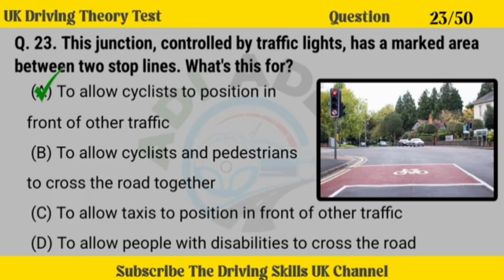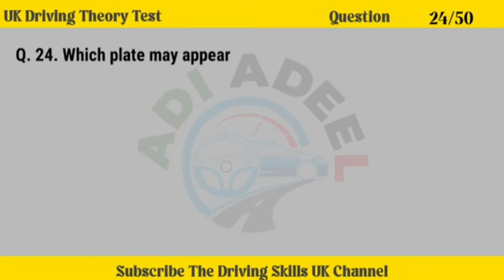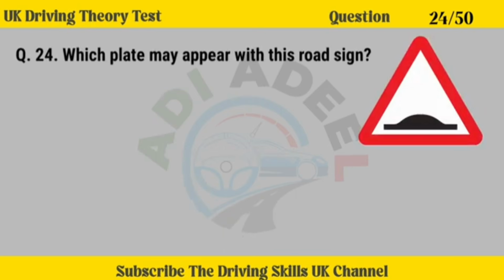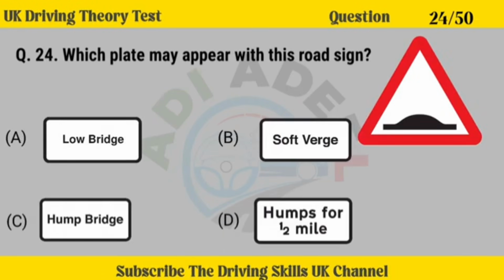The answer is A. To allow cyclists to position in front of other traffic. Question 24. Which plate may appear with this road sign? A. Hump bridge. B. Low bridge. C. Soft verge. D. Humps for half a mile.